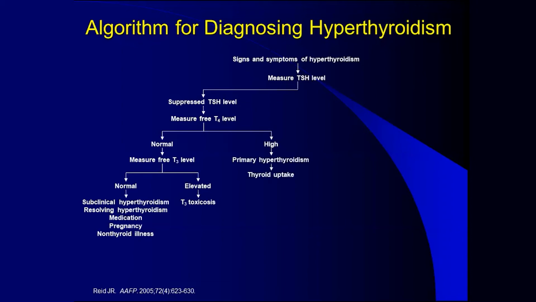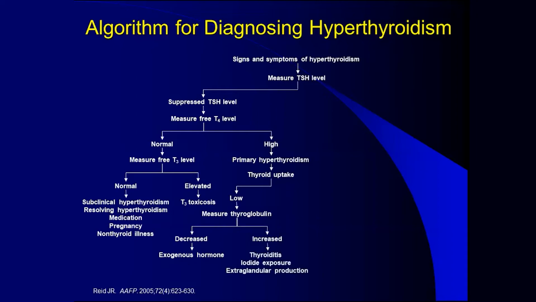check for the thyroid uptake. If the thyroid uptake is low, you again measure thyroglobulin, and if it is decreased, this is a case of exogenous thyroid production. However, if the thyroglobulin levels are increased, this could be a case of either thyroiditis or iodine exposure or rarely extraglandular production.